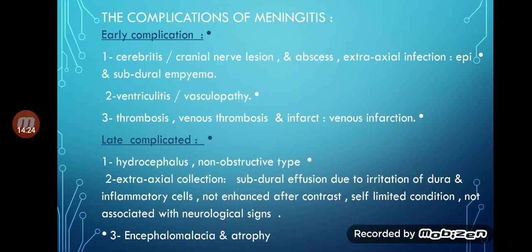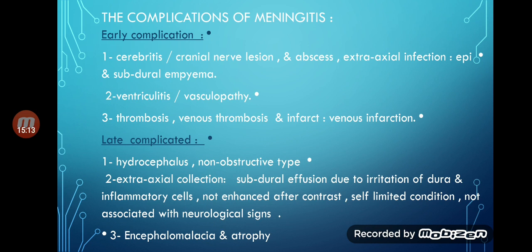We said the most important thing regarding meningitis is detecting its complications. Complications of meningitis can be divided into early complications and late complications. Early complications are the treatable ones. Meningitis can be complicated by cerebritis or brain abscess, or extra-axial infection involving the meninges, such as epidural or subdural empyema. In the ventricles, it can cause ventriculitis, or it can cause thrombosis. Thrombosis where? In the veins. Venous thrombosis will cause us infarction, so venous infarction occurs.